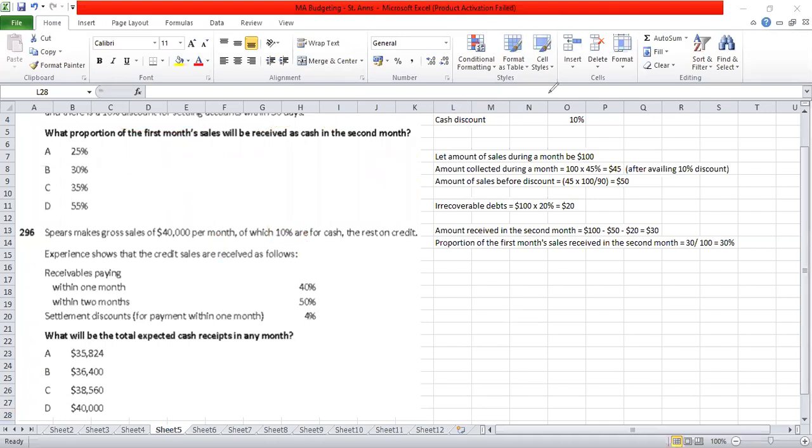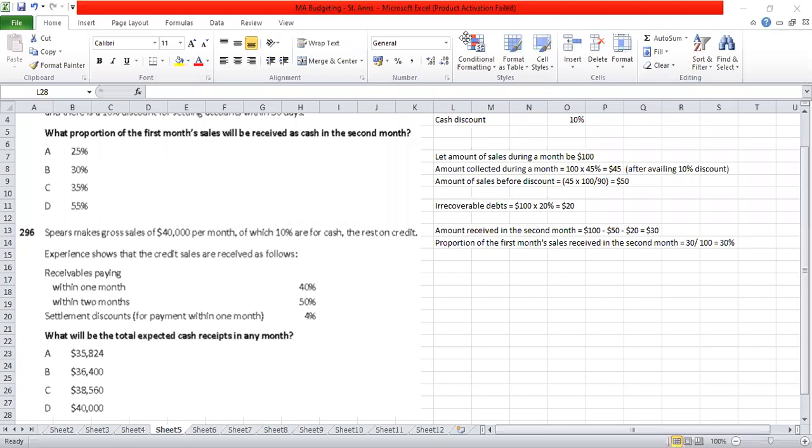The next question. Spears make gross sales of 40,000 per month, of which 10% are for cash, the rest are on credit. Experience shows that the credit sales are received as follows. Receivables paying within 1 month is 40%, 2 months is 50%, settlement discounts for payment within 1 month is 4%. What will be the total expected cash receipts in any month?